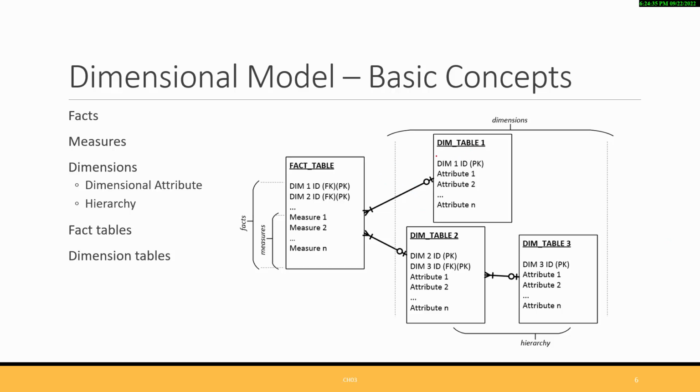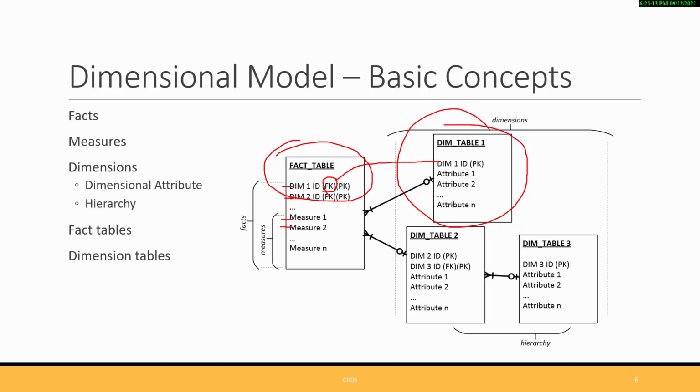You may like to note here that fact tables are connected with several dimension tables, and fact tables contain facts, which is each one of these fields, and some of these fields are acting as foreign keys to connect them to dimension tables, and others are measures. So a fact table can contain facts, some of which can be measures. Dimension tables contain dimensional attributes.